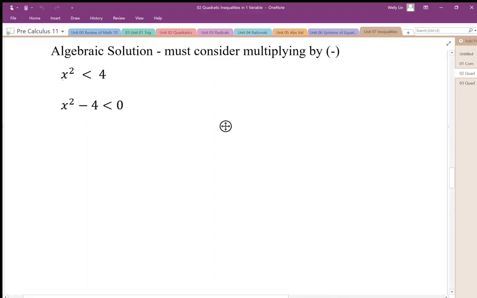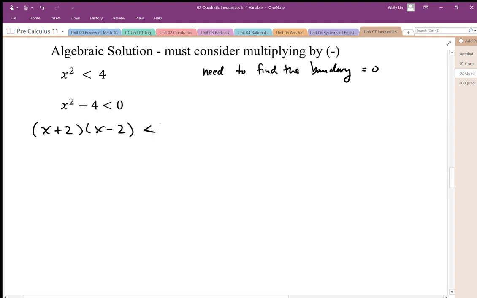So in this case, I want to first of all find the boundary. So we need to find the boundary, equal to 0. That's important. That's the first thing I'm going to do. I'm just going to make that inequality equal to 0, and then I'm going to factor this: x plus 2, x minus 2 is less than 0.